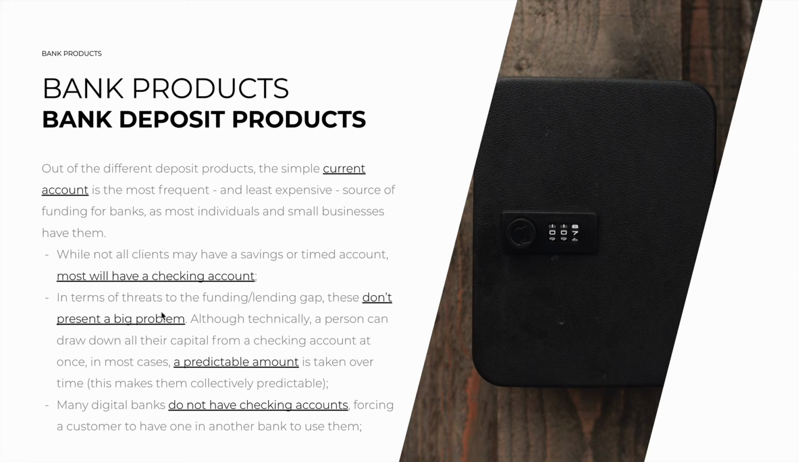as we stated. This is counterintuitive because although technically a person can draw down all of their capital from a checking account at once, they usually don't. If you have $5,000 in an account or $50,000, it's going to be very rare the day where a person says, I need to take it all out and goodbye. So there is usually a predictable amount that is taken over time. So this makes these accounts collectively predictable, and they allow the bank to loan accordingly.